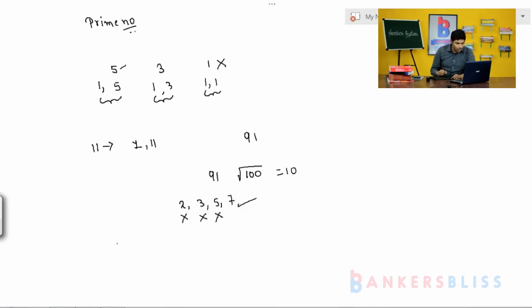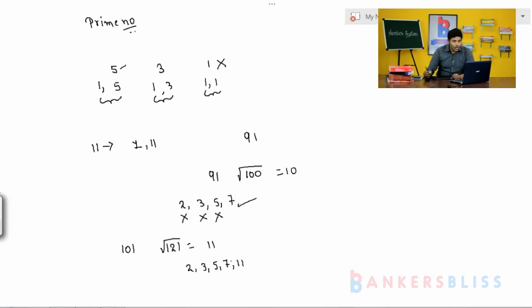You may take one more number. Consider the number 101, and identify whether it is prime or not. Which is the nearest perfect square number greater than 101? It is 121. Take the root of 121, that is 11. So list out the prime numbers till 11: 2, 3, 5, 7, 11.